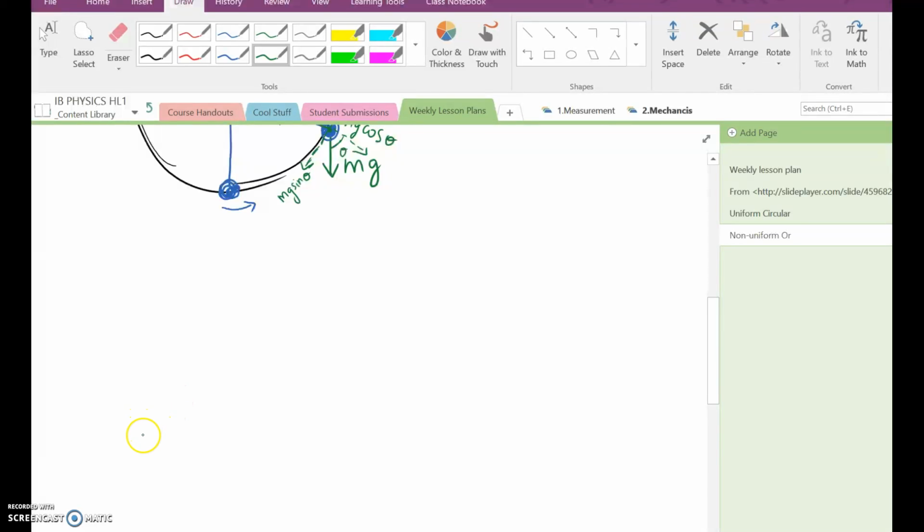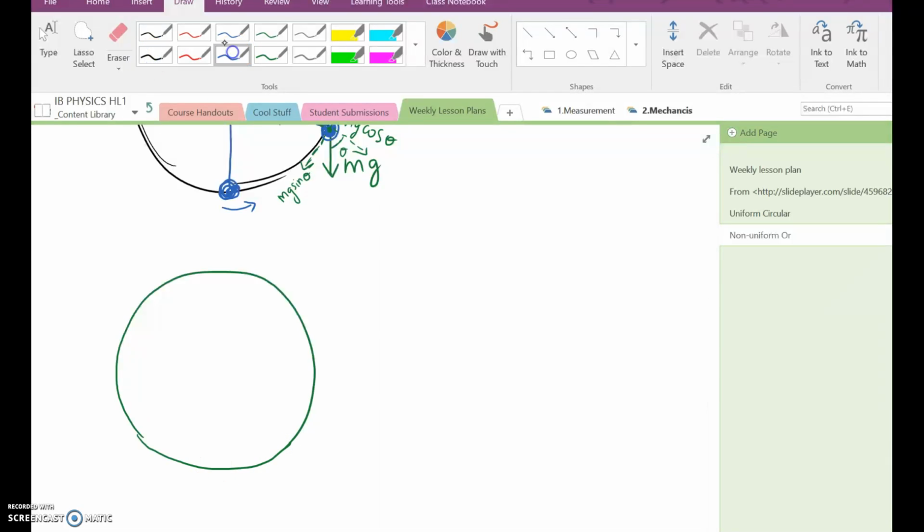Let's take a look at what happens when the mass is at the lowest position. So when the mass is at the lowest position right here, the forces acting on the object right now are mg straight down and T is going to be straight up like this.